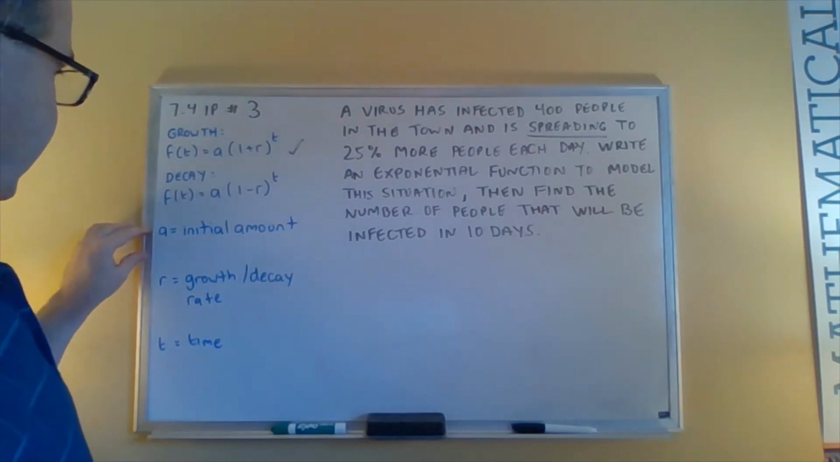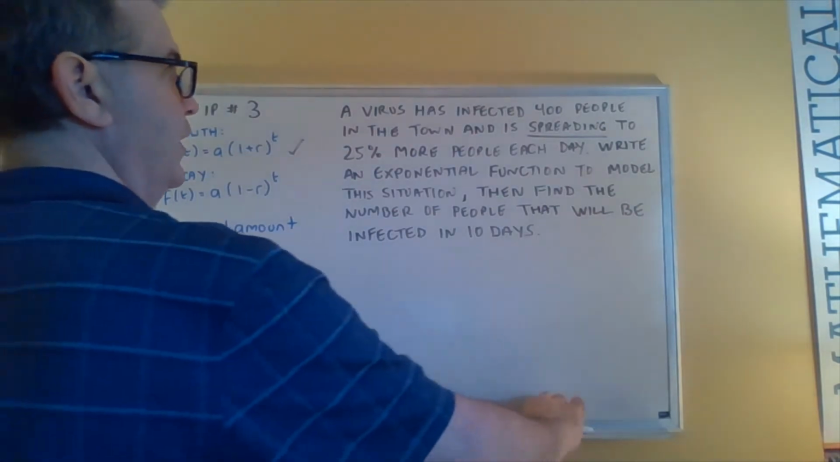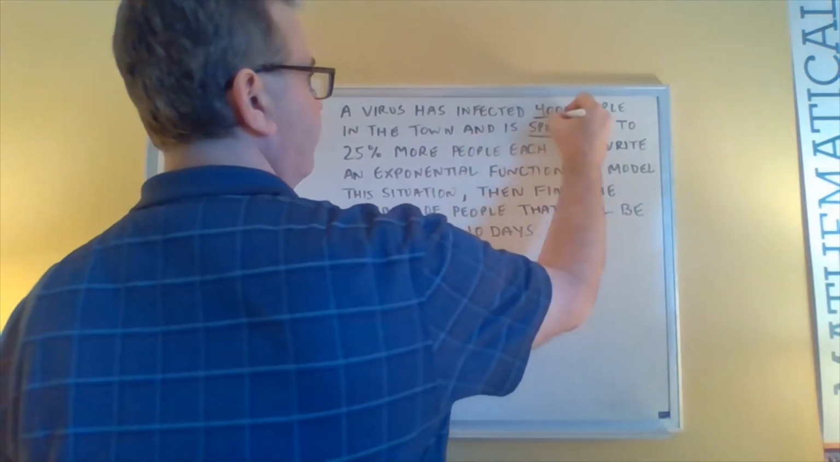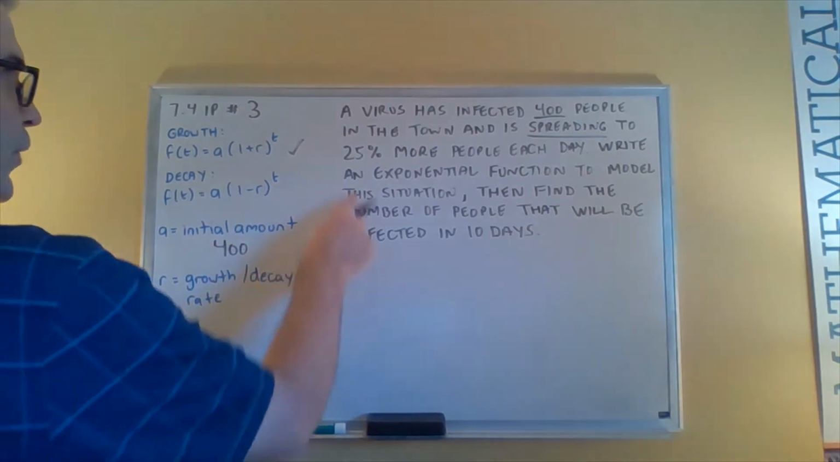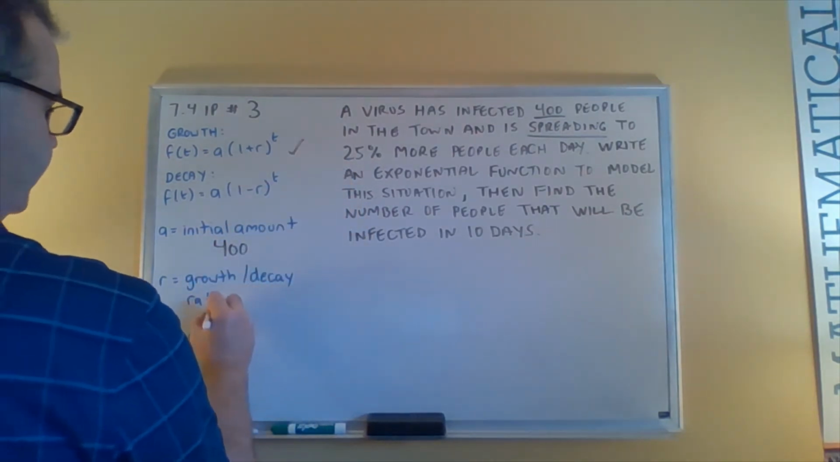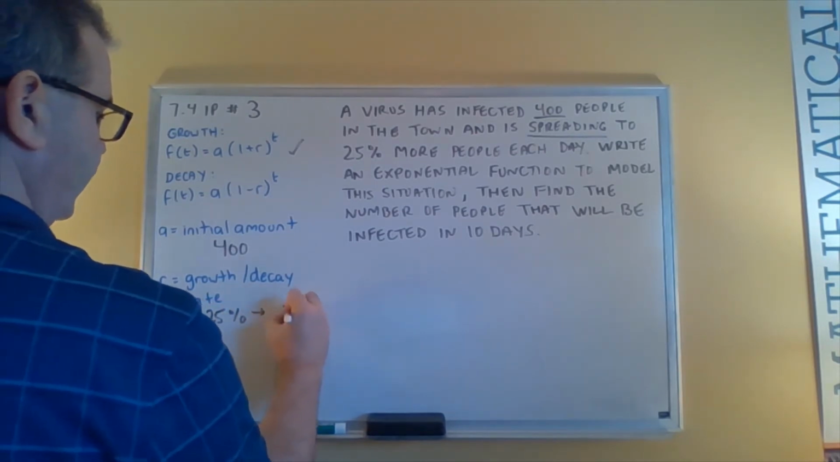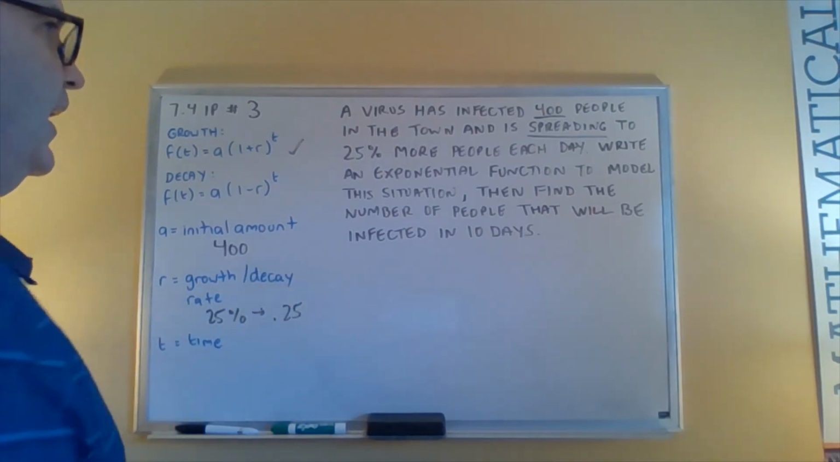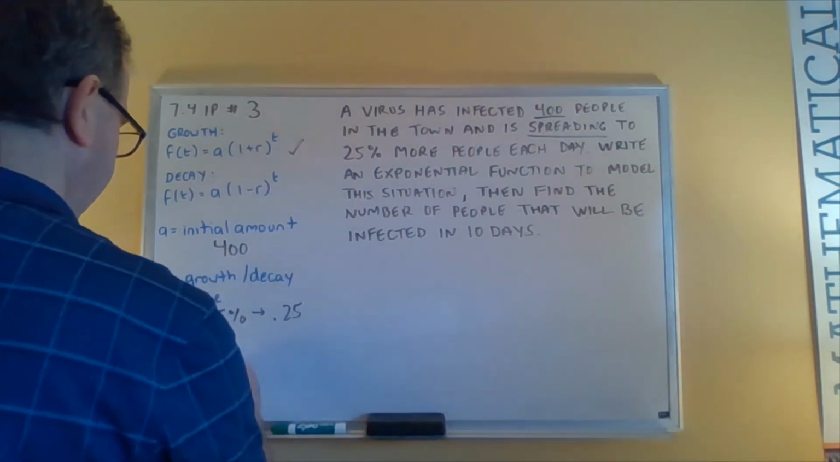Now we need to identify A, R, and T. Our A is our initial amount, which is listed right up here at 400. Our growth rate is 25%. We're going to write that as a decimal though, so 0.25. And our time, we are looking at 10 days, so 10.